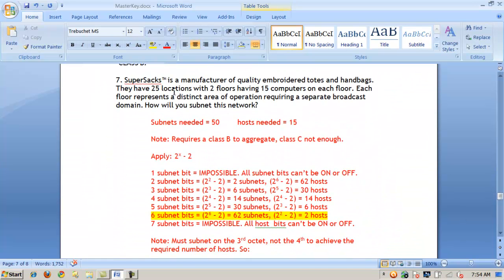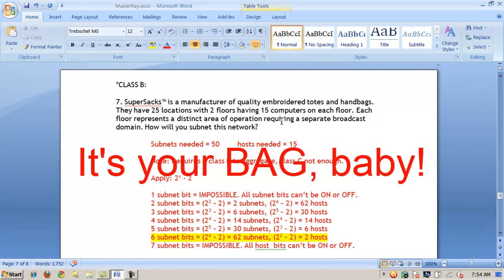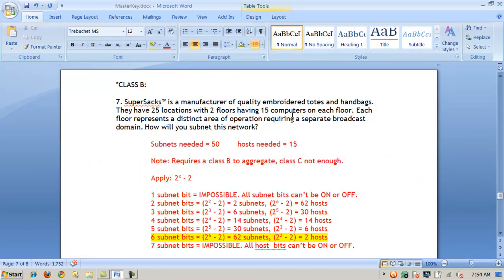Last but not least, here's a company called SuperSex. And they have 25 locations with 2 floors having 15 computers on each floor. Each floor represents a distinct area of operation requiring a separate broadcast domain. How can we subnet this network? So I need at least 50 subnets, and I need to accommodate 15 hosts per subnet.